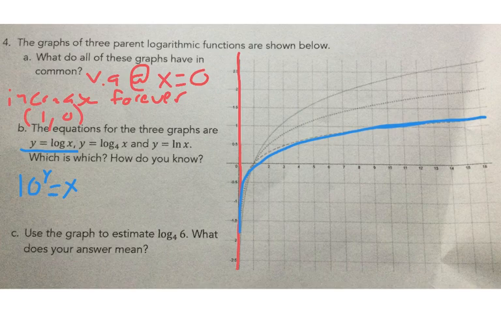And here let's do red, and I would use the same kind of thinking. 4 raised to the y equals x. And so when the y value is 1, I expect the x value to be 4. So that's happening right here. So that's the second one.